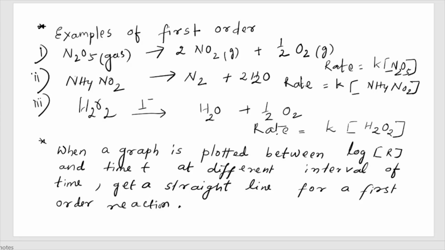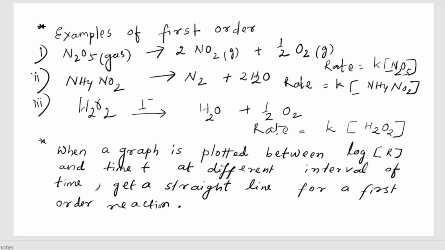Similarly, third, hydrogen peroxide in the presence of iodide ion gives H2O plus half O2. Here also you will see rate equal to k times the molar concentration of H2O2. These are the examples of first order. Then how we will explain it with the help of a graph, that is the first order equation.